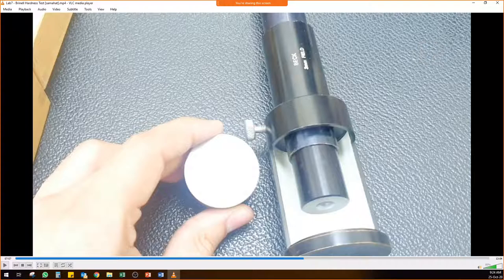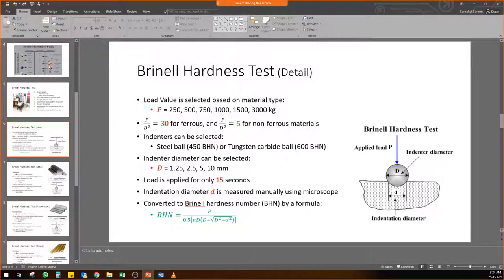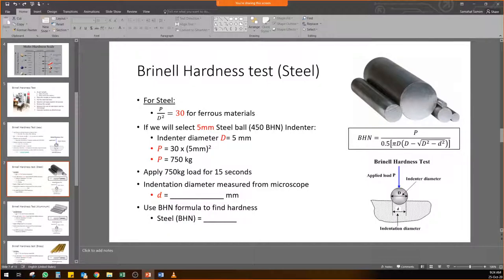Okay, now I will go ahead and do the same for brass and aluminum samples. But before that, let me show you the process of why we choose these sizes. So in the steel testing, as I told you, the formula is P by D squared, or the load divided by the diameter squared, is 30 for ferrous materials. So what I did is I selected a 5 millimeter steel ball. We can select 10 also, it doesn't matter, but if you select 10 you have to apply more load. So I selected a 5 millimeter steel ball, and the indenter diameter is 5 millimeter because this is the smaller indenter I have. Then I put 5 here, so 5 and 5 becomes 25, and the P by D squared formula is 30.